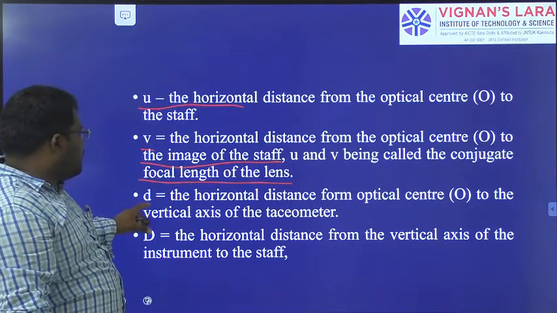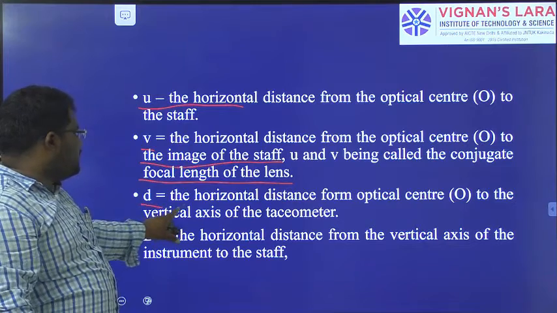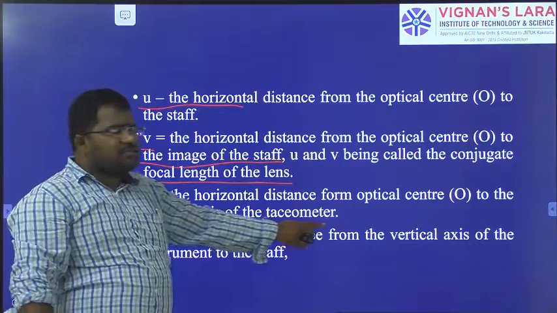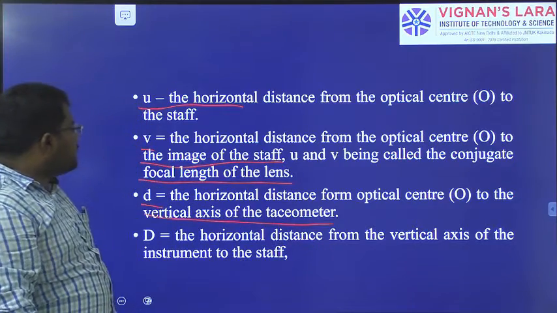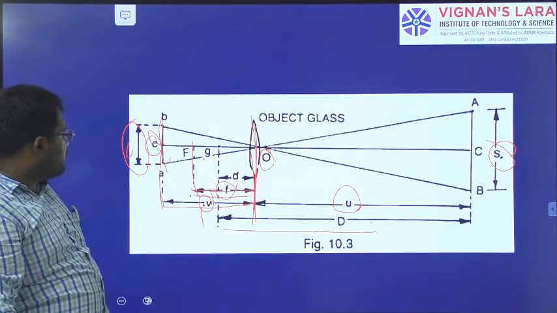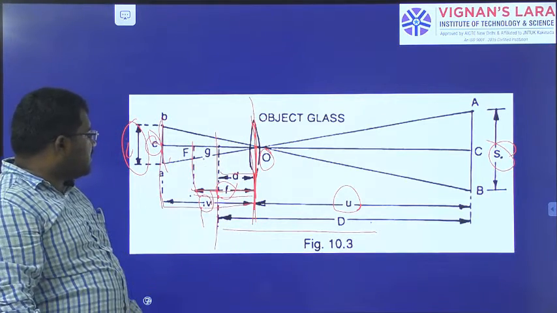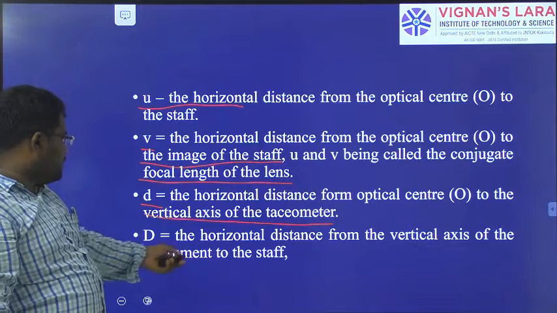Next, small d is the horizontal distance from the optical center to the vertical axis of the tacheometer. So we can see here small d, from the optical center to here, that is small d.